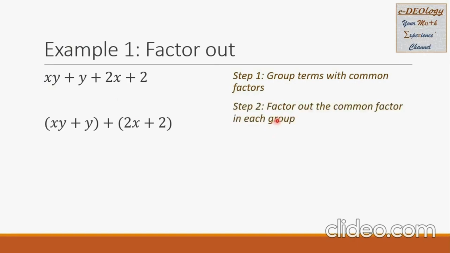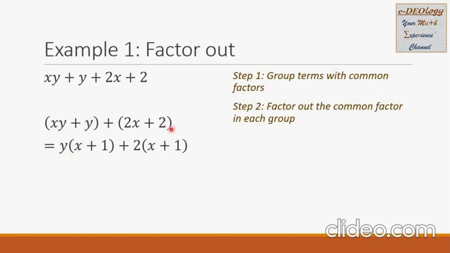In step 2, factor out the common factor in each group. In the first group, the variable y is common, so I'm going to factor it out. So y comes out, and what remains inside is x plus 1. For checking, I'm going to multiply this y to this x, so I will get back the xy, and y times 1 is y. So I'm sure that these are the correct factors for the first group.